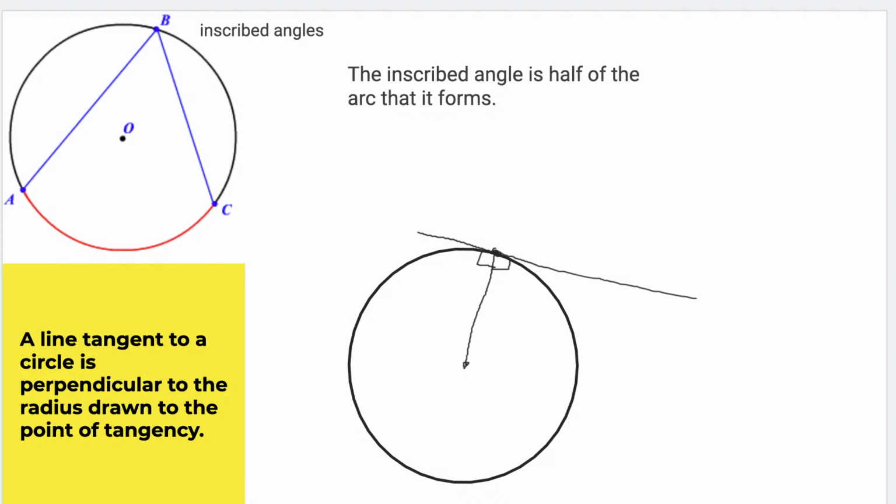So an inscribed angle basically is half of the arc that it forms. Pretend this is like 60, or 1/6 of the entire circumference, which means it's like 60 degrees. That means angle B is 30 degrees. It's exactly half. And a line tangent, I've said this many times in the video, but a line tangent to a circle is perpendicular to the radius drawn to the point of tangency. This is a very important theorem that you guys should know no matter what for these contests.